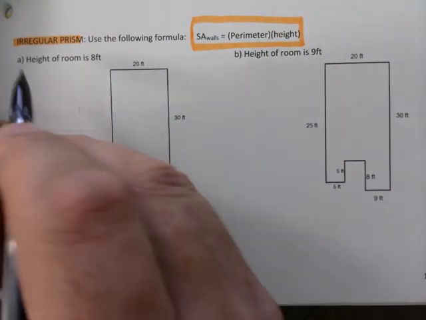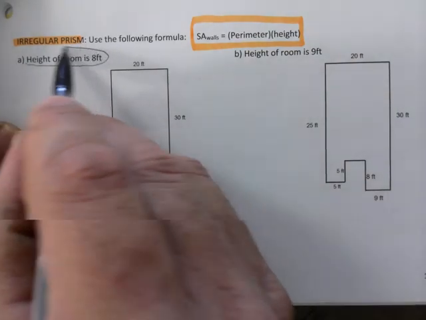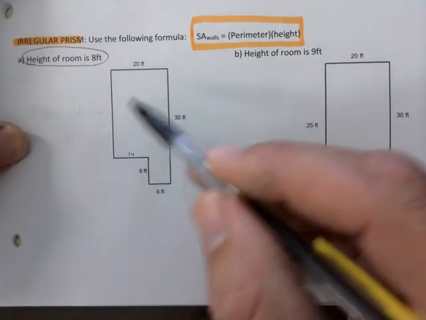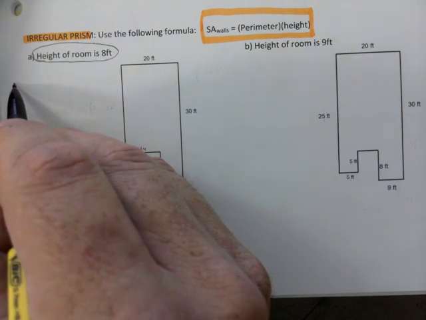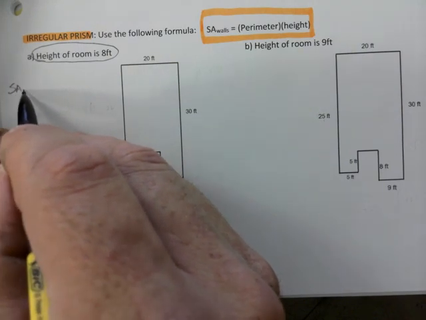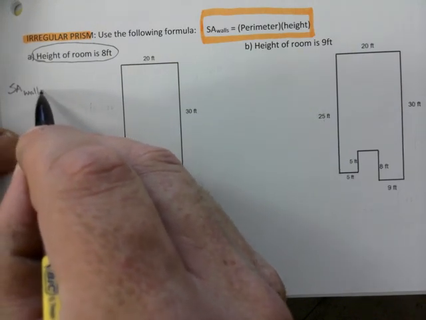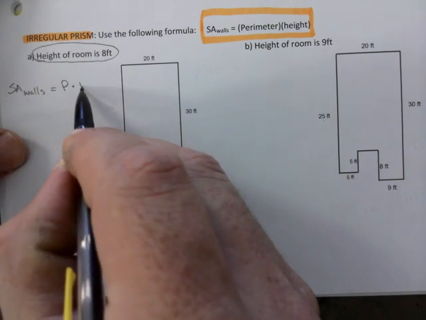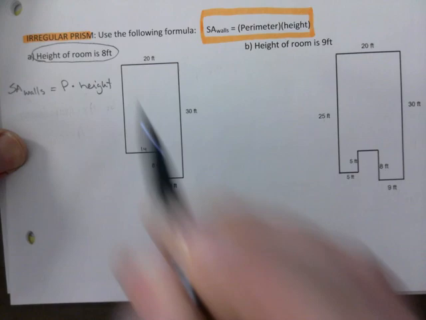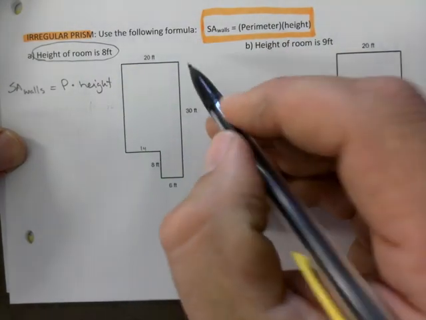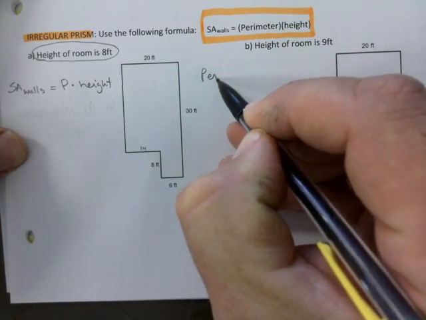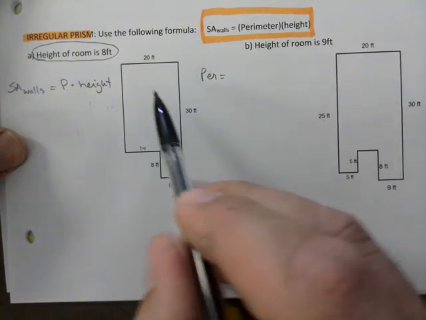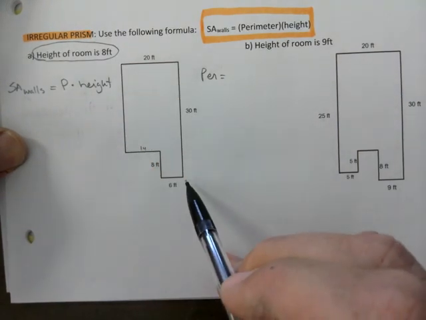So here it is. Imagine a room has a height of 8 feet, and you're given the dimensions like that. And so you want to know the surface area of the walls only, okay? So you go perimeter times height. Okay. What's the perimeter of this room? Right, you've got 20 and 30, that's 50.